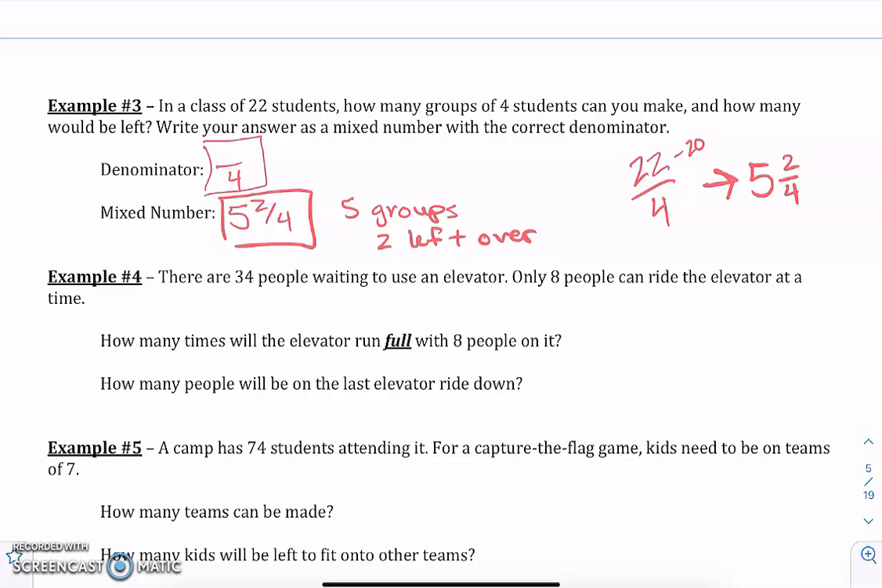So how about example 4? There's 34 people waiting to use an elevator, but only 8 people can ride the elevator at a time. So 34 people, 8 can ride at a time. So we're essentially dividing 34 by 8 here. How many times will an elevator run full with 8 people in it? How many full rides will there be if there's 34 people waiting? So 34 divided by 8.